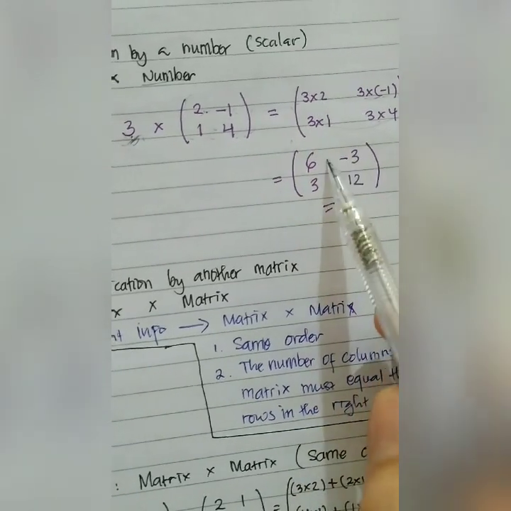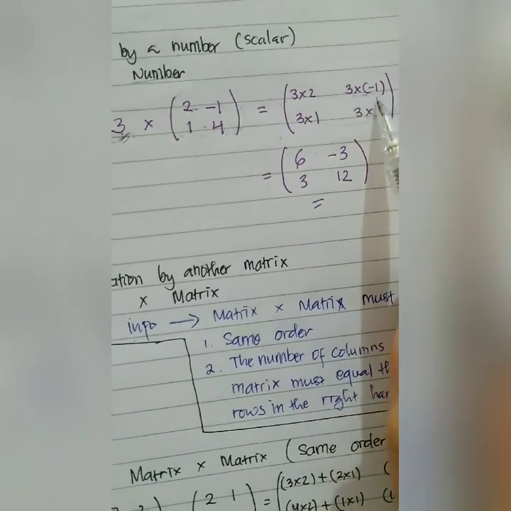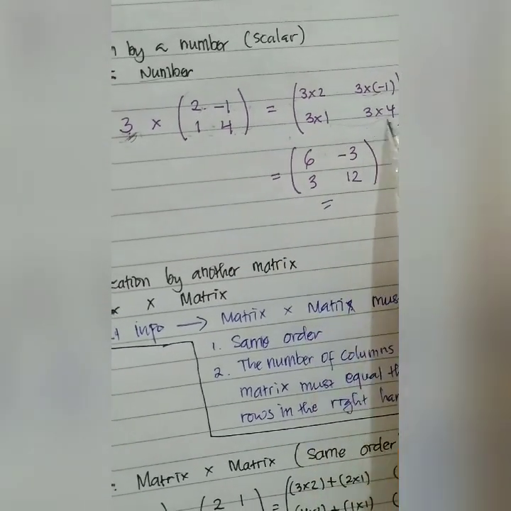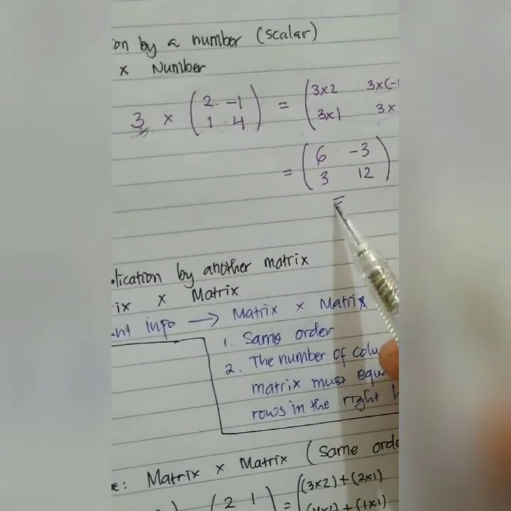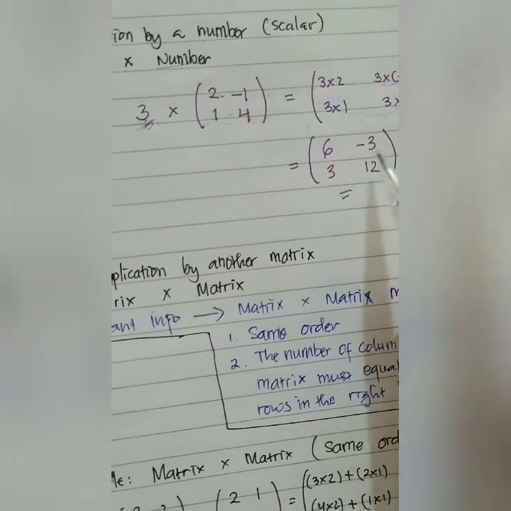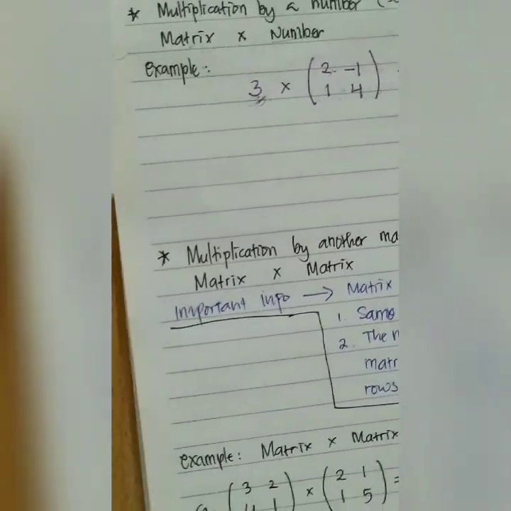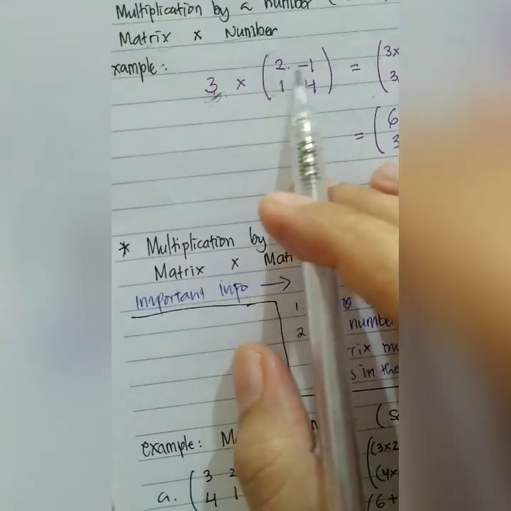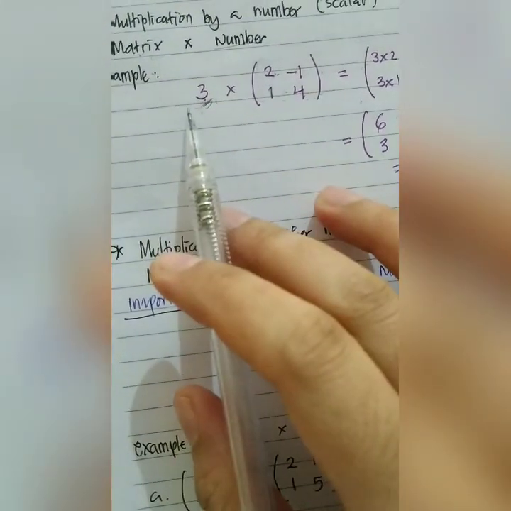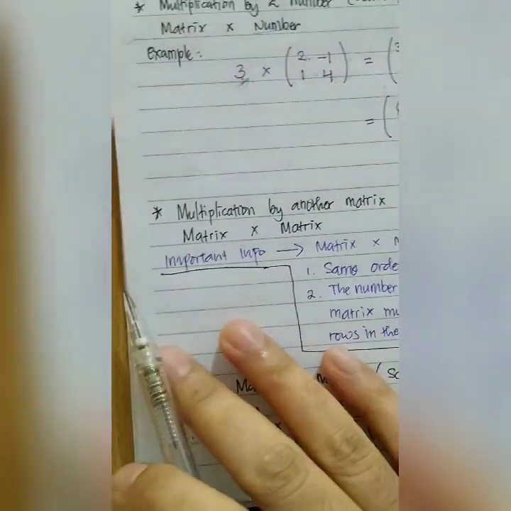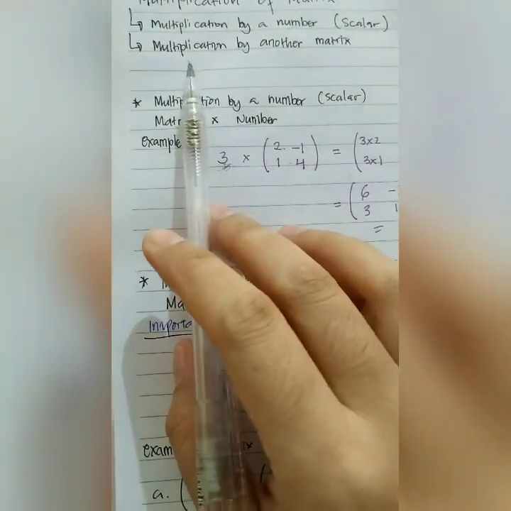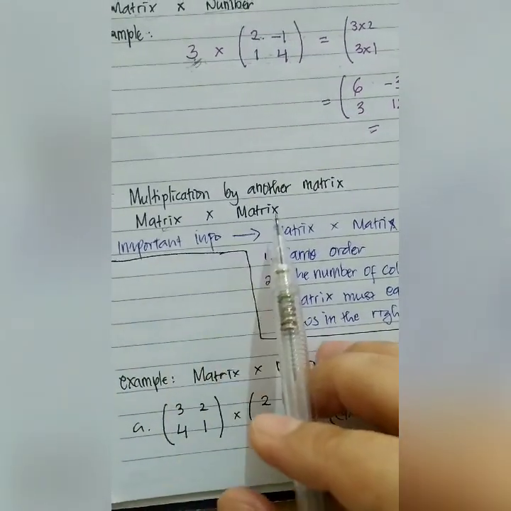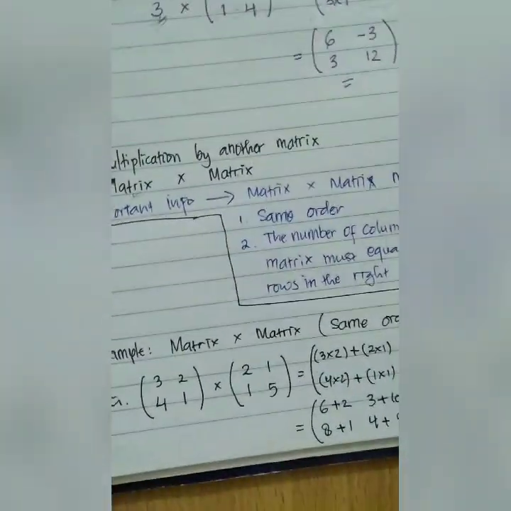3 times 2 is 6, 3 times -1 is -3, 3 times 1 is 3, 3 times 4 is 12. So we get the result 6, -3, 3, and 12. That's simple, it's really easy, because we only multiply the elements of the matrix with the real number. And how about the second one, multiplication by another matrix, which means matrix times matrix.